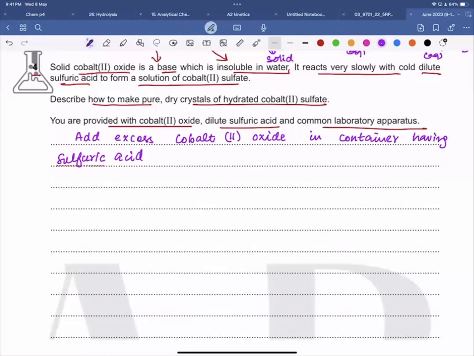Okay. Then stir the mixture. And why do we stir it? To make it dissolve quickly, because as they say, it reacts very slowly with the cold dilute sulfuric acid. And warm. So when we warm or heat it, what will happen? It will dissolve more readily, more quickly, okay?